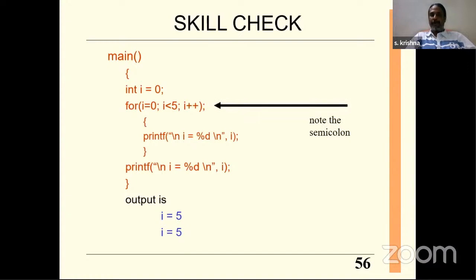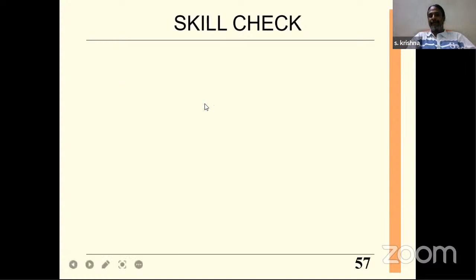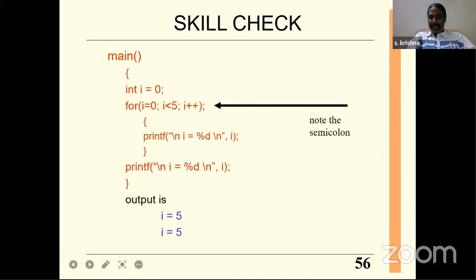But I am also wrong. Why am I wrong? Because I have put a semicolon here. See, I have kept a semicolon here. If I had not kept the semicolon here, the program would print 0 to 5. But when I keep the semicolon here, the I value will increment till 5. Then only this will execute, and then this value will be printed.